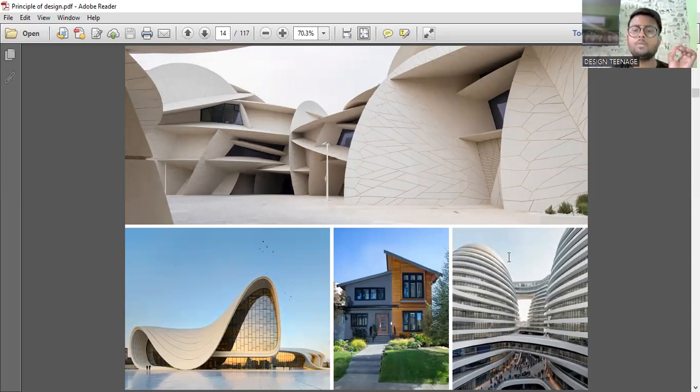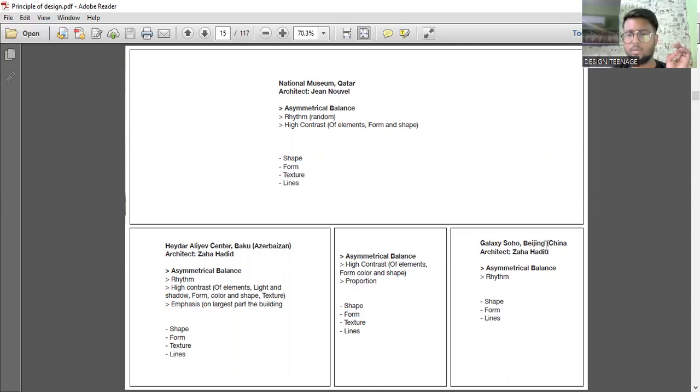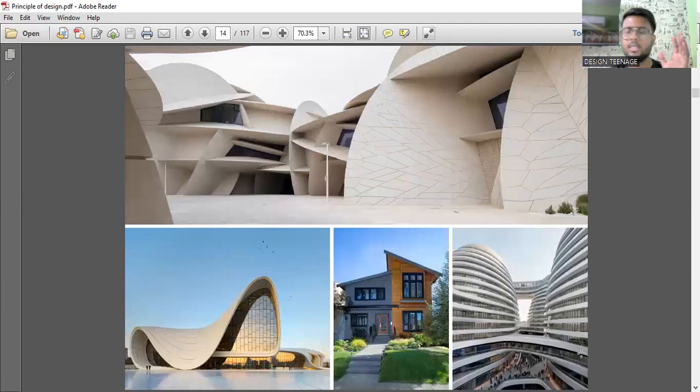Next one, what we are looking at is the Galaxy Soho, Beijing, China. Architect is again Zaha Hadid. These are the things we need to know, particularly for these compositions.